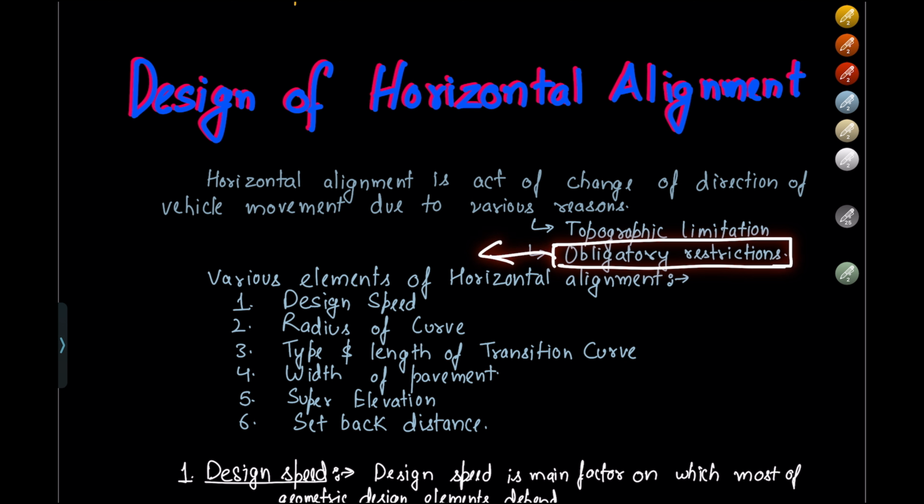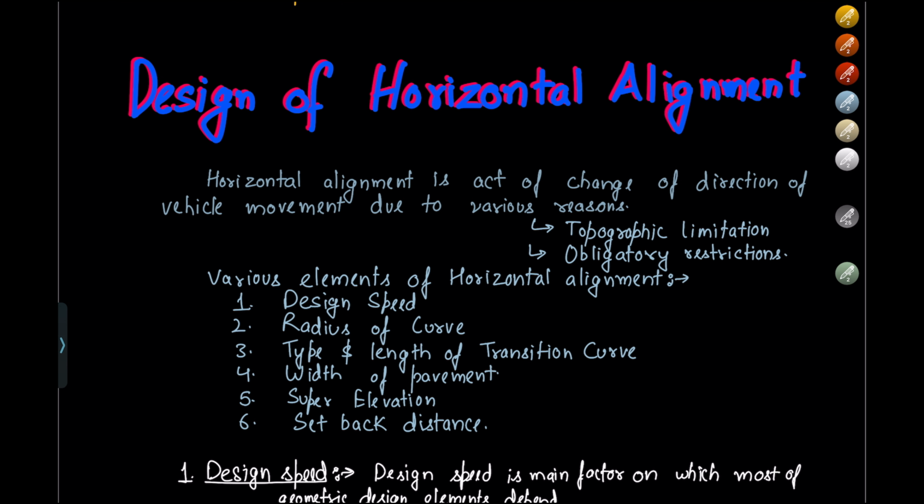One other aspect of horizontal alignment, or to provide change in direction, would be if too much length of the road is in a straight length, or maybe you can say straight direction, it needs to change to avoid the passenger getting bored, or so that the driver should be attentive, right?